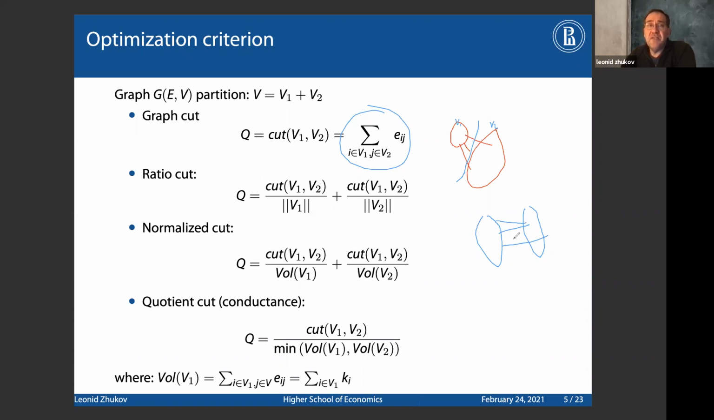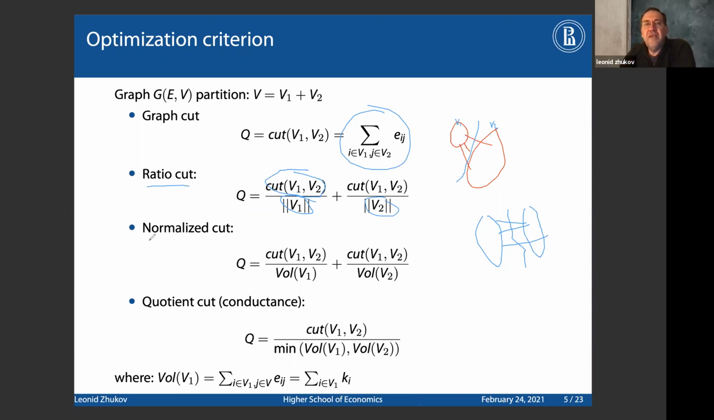So to do that, instead of just using graph cut, we can try to normalize it by the size of the partition. For example, there is this notion of ratio cut, which is the cut, the number of edges that we remove when we separate partitions, divided by the number of nodes in one partition. And here's another one, to make it symmetric. Now, that one works, but not really well.